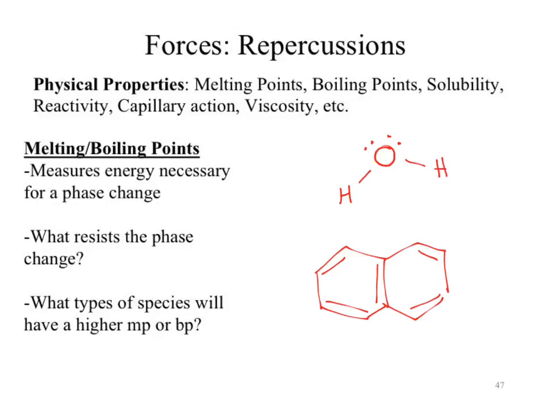Okay, so, based on intermolecular forces, which of these should have the higher melting point or boiling point? Water. Absolutely. Water has hydrogen bonding. Naphthalene has London dispersion. So we would predict water to be solid or liquid before naphthalene. What is the phase for water at room temperature? Liquid. What's the phase for naphthalene? Solid. Why?